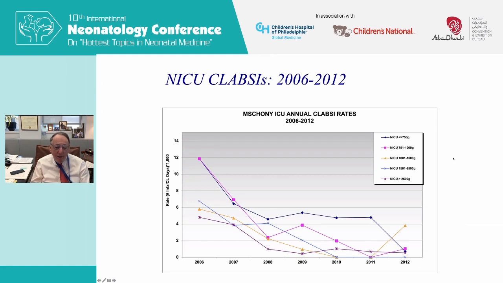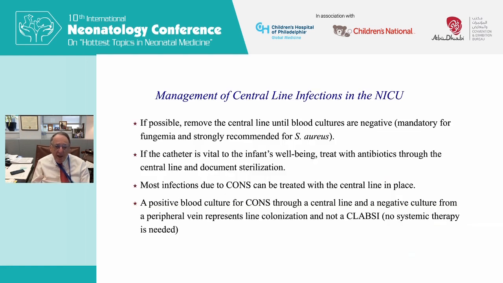Nowadays, if we have one CLABSI in our NICU, and we have a very high complexity NICU with lots of sick babies, it's always a source of consternation. We try to have every month go by without a CLABSI infection. We're not always perfect, but most months that is true. So how do you manage them?